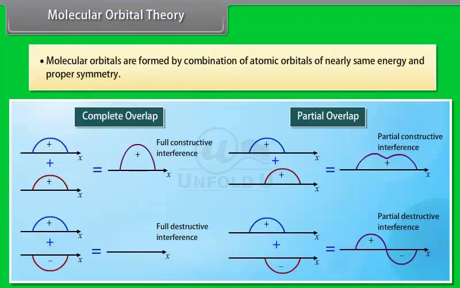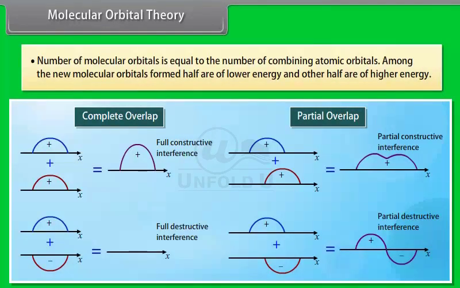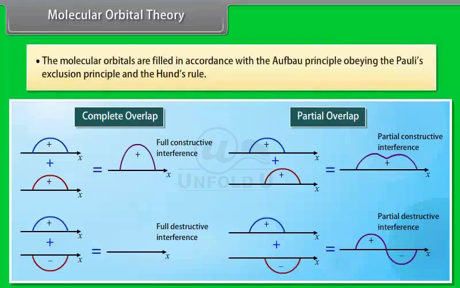Molecular orbitals are formed by combination of atomic orbitals of nearly the same energy and proper symmetry. The number of molecular orbitals is equal to the number of combining atomic orbitals. Among the new molecular orbitals formed, half are of lower energy and the other half are of higher energy. The molecular orbitals are filled in accordance with the Aufbau principle, obeying the Pauli exclusion principle and Hund's rule.